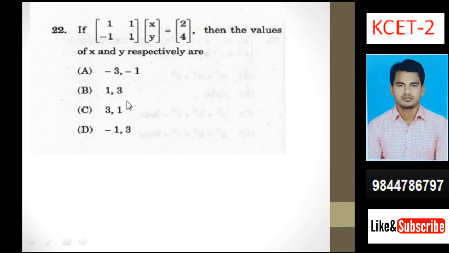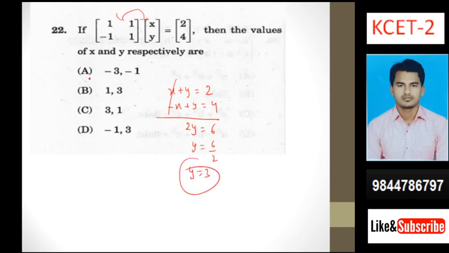One more question. If they have given a 2 cross 2 matrix, and now multiplying these two matrices, x into 1 is x plus y, that should be equal to 2, minus x plus y equal to 4. Now by using the cancellation method, 2y equal to 6, y equal to 6 divided by 2, and y equal to 3. It means C option and A option will be discarded.